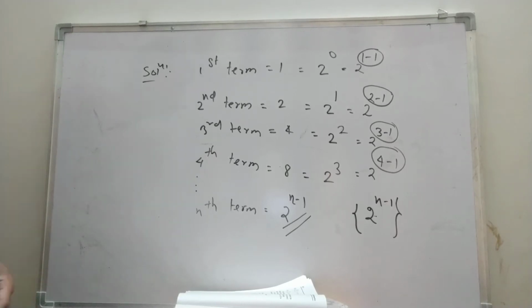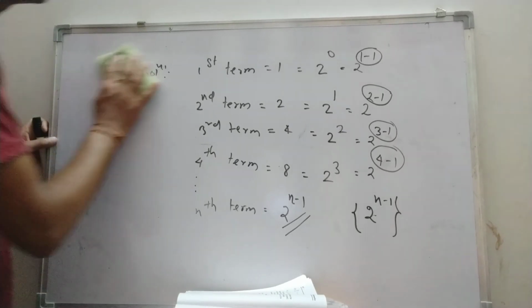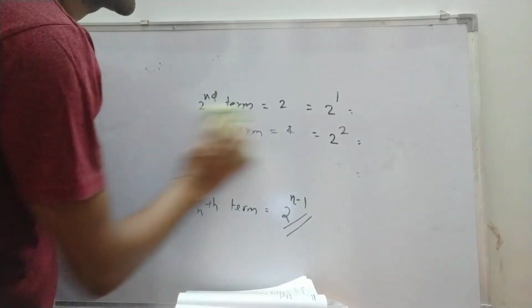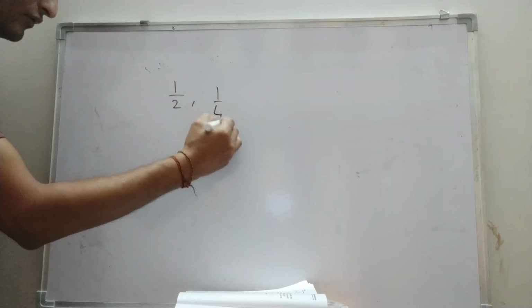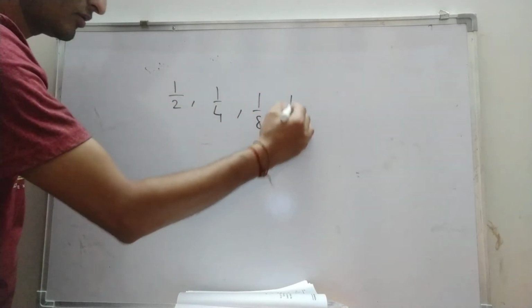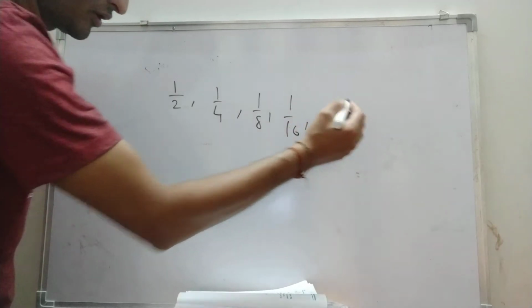Now students, let us move to the next part of question number 2. Let us see how we will find the general term of the following sequence given there. It is 1 by 2, 1 by 4, 1 by 8, 1 by 16 and so on.